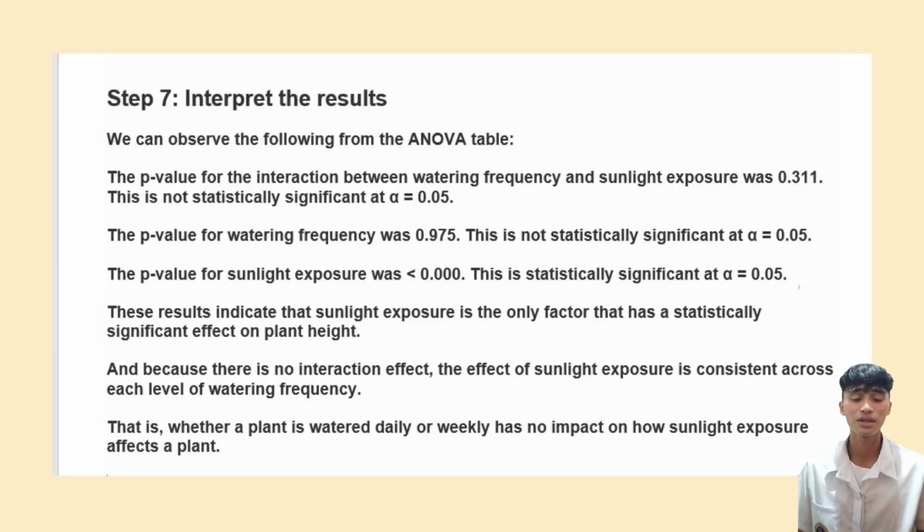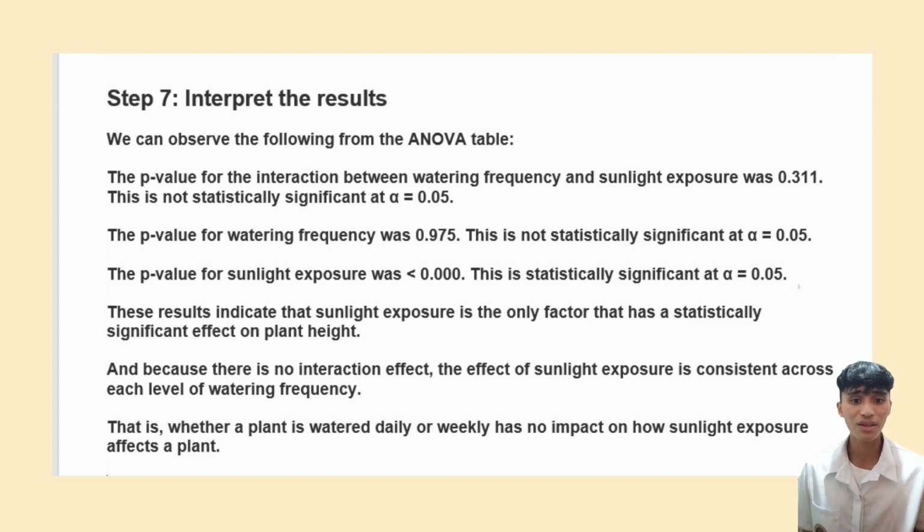Step 7. Interpret the results. We can observe the following from the ANOVA table. The p-value for the interaction between watering frequency and sunlight exposure was 0.311. This is not statistically significant at alpha equals 0.05. The p-value for watering frequency was 0.975. This is not statistically significant at alpha equals 0.05.